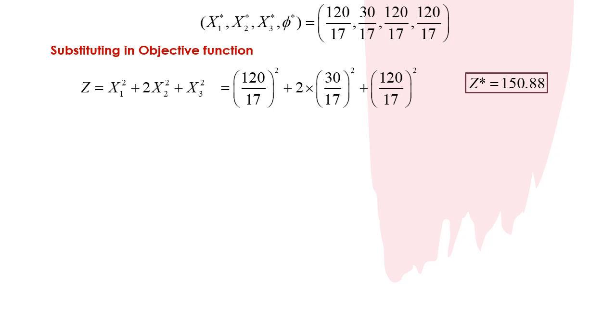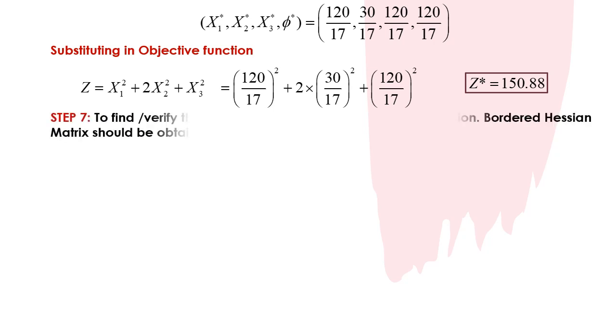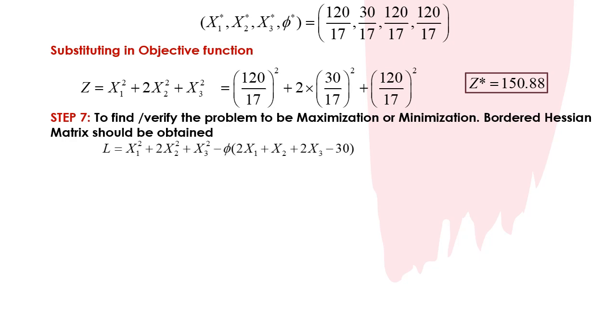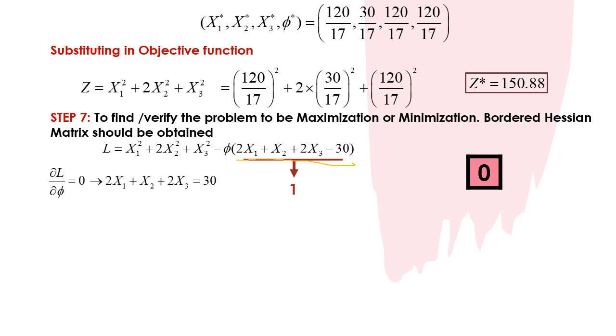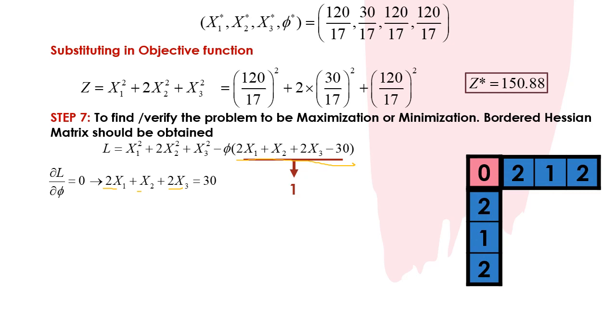So now I have to identify whether it's a maximization problem or a minimization problem. To solve this, I have to go for a bordered Hessian matrix. So let us consider this equation. Again, the problem has only one constraint, so I'll have only one matrix here. I am going to partially differentiate this. When I differentiate it, we get 2x1 plus x2 plus 2x3 is equal to 30. So 2, 1 and 2 will be my coefficients. I can write this row wise and column wise. So that will be completed here.